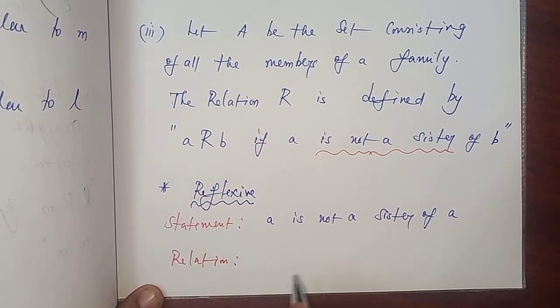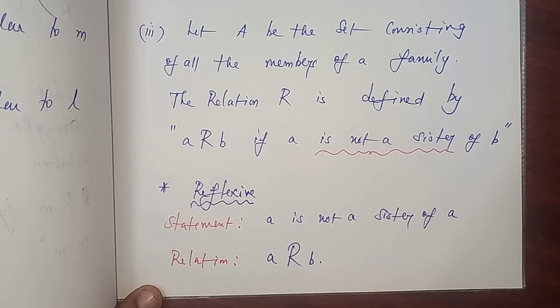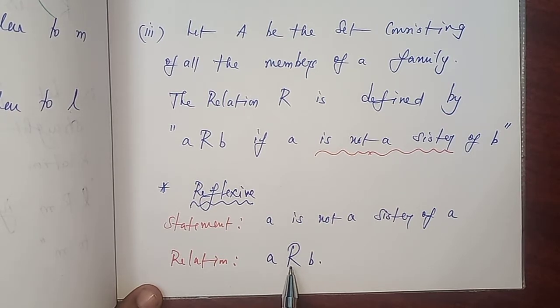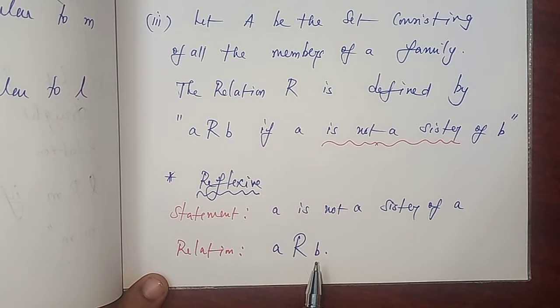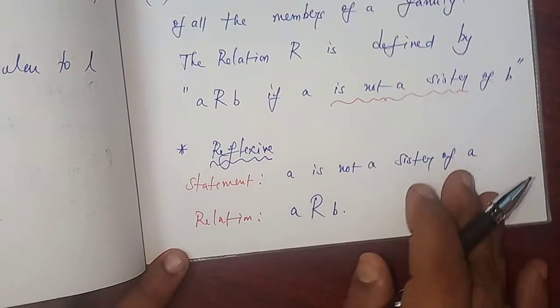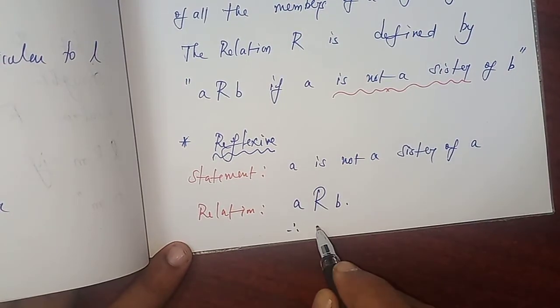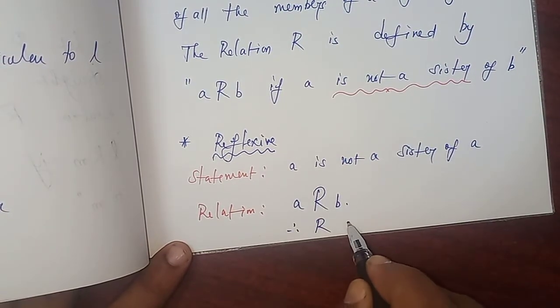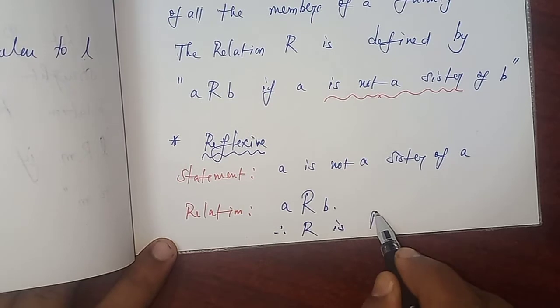That means you have to write A is related to B. Don't think that the relation is a family relation. That relation is represented by the letter R. Remember, this R is not related with the family members. In general, R refers to relation. Therefore, R is reflexive.